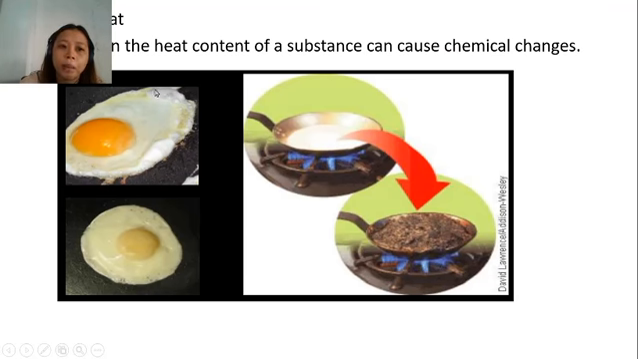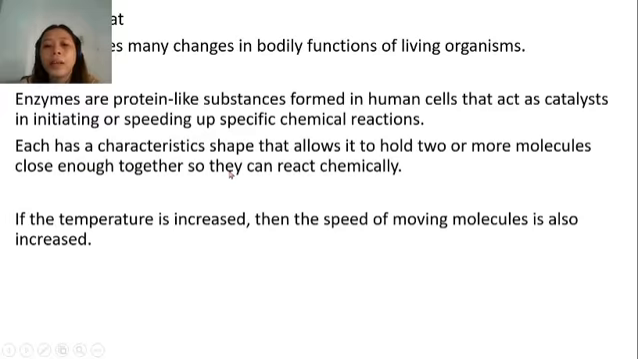Number 5, a change in the heat content of a substance can cause chemical changes. One example is our egg, which is protein. When proteins are heated, they undergo the denaturation process, meaning the chemical forms inside our protein change.